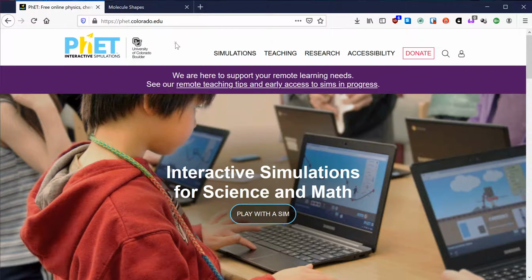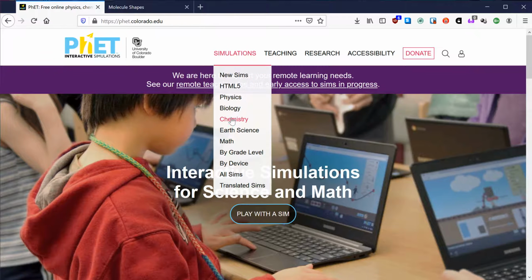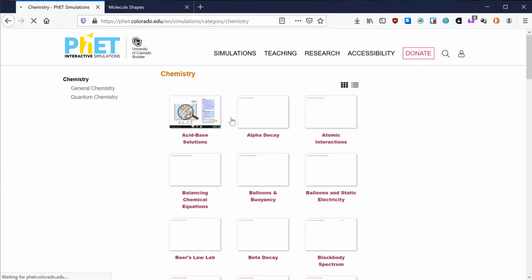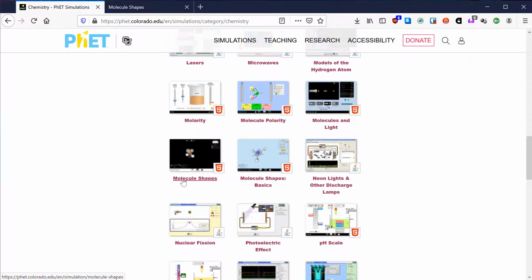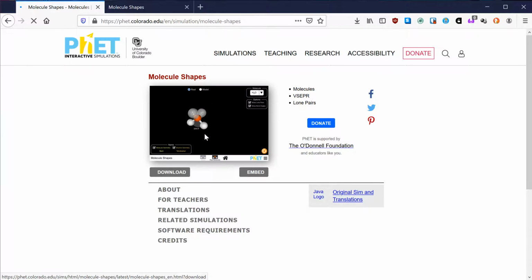Now, this is a very useful website that not just covers a bunch of Java applets that can be used with chemistry, but also a number of different subjects. In order to find the simulation we're looking for, though, go to the Simulations tab and scroll down to Chemistry. When you do, the simulation that you're looking for is the one that is called Molecule Shapes. And if you click on this, you will be prompted to download this, and once again, because this is technically not a program, it's a Java applet. As long as your computer has the latest version of Java, it should work on both Windows and Macintosh computers.